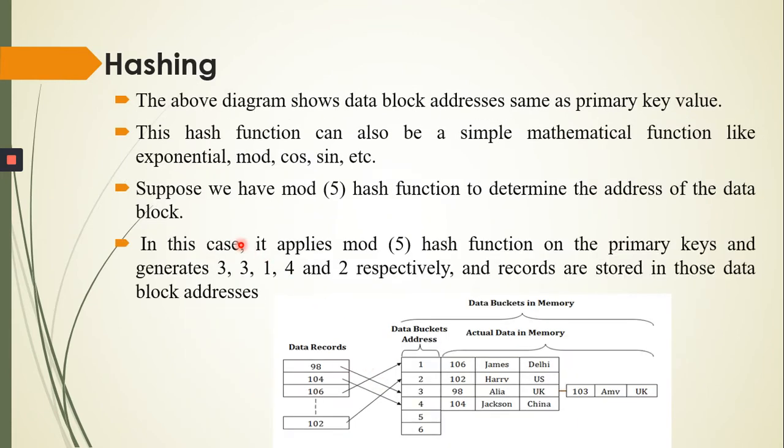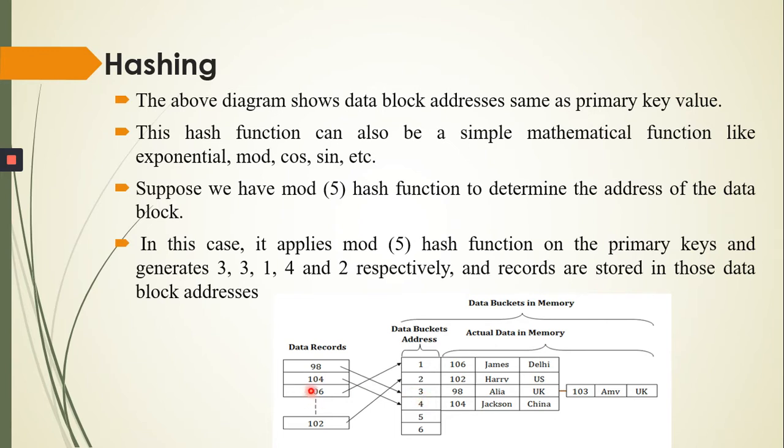Now we are using a hash function. For a hash function you can use any mathematical function like exponential, mod, cosine, etc. Here we are using the mod function, so our output will be the remainder. When we divide 98 by 5, we get the remainder 3, so the data address will be 3, which is our answer for this function mod 5. So we are storing data 98 at address 3.